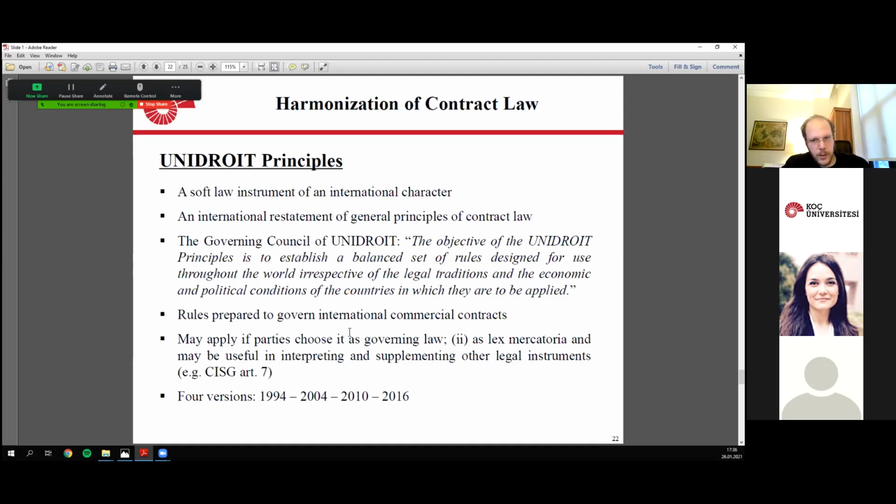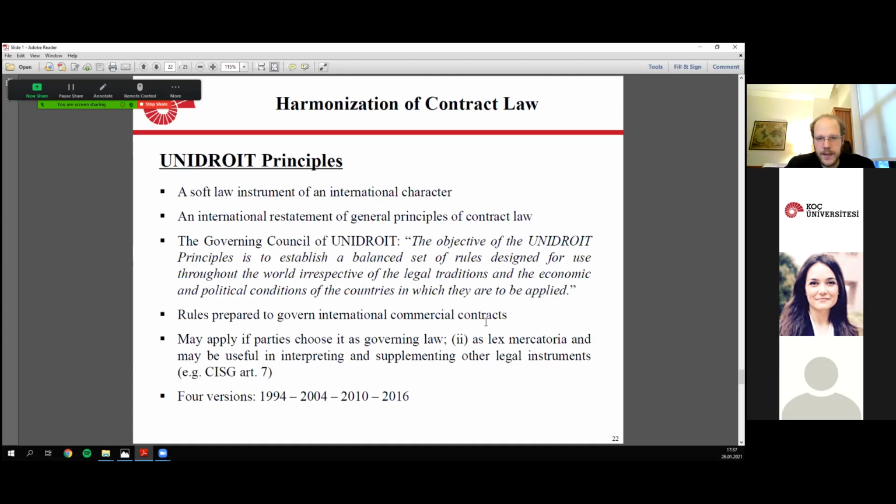I would like to lastly talk about two more international instruments which are important in contract law. The first one is the Unidroit Principles. This is a soft law instrument, so it's not binding. It is not a European instrument, it's an international instrument. And what the Governing Council of Unidroit says about the objective of these rules is that the objective of the Unidroit Principles is to establish a balanced set of rules designed for use throughout the world, irrespective of the legal traditions and the economic and political conditions of the countries in which they are to be applied. So again, these rules are drafted with the aim of finding common ground, especially between civil law and common law. They are good rules for international commercial contracts.